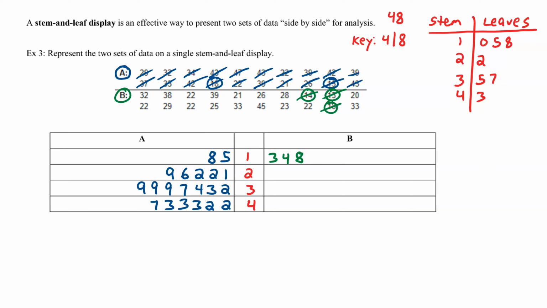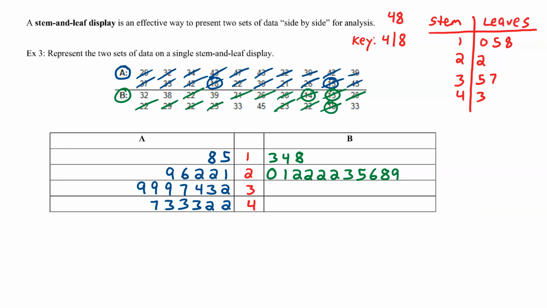And then we do the same thing with the next group. So we've got 20, so 0 represents 20, 21, 22, another 22, a third 22, a fourth 22, and then we've got 23, 25, 26, 28, and 29.